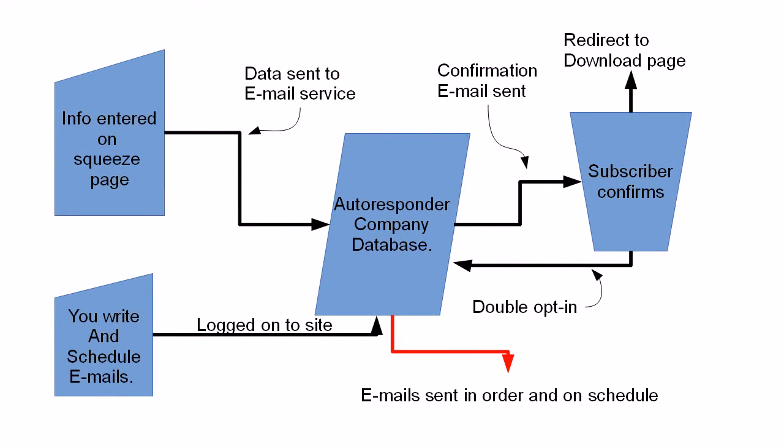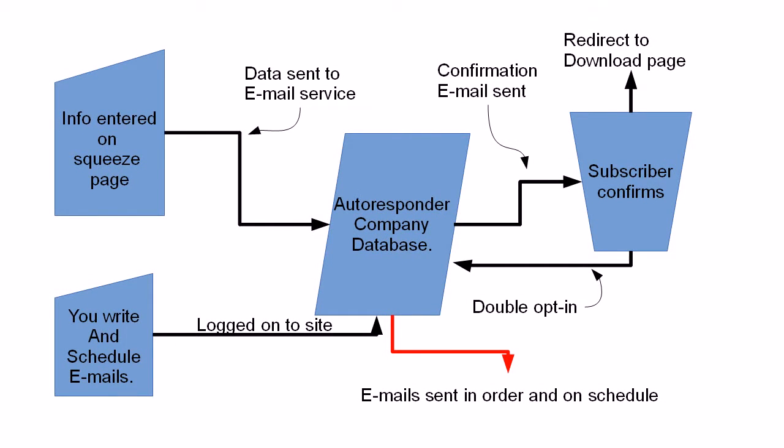and then the emails are sent out in order and on schedule. So that's basically how the process works, and it works that way regardless of which type of autoresponder service you use. The only difference being, if you decide to go down the self-hosted route, then the database is on your server rather than the autoresponder company's server. But that, in a nutshell, is how the whole process works.